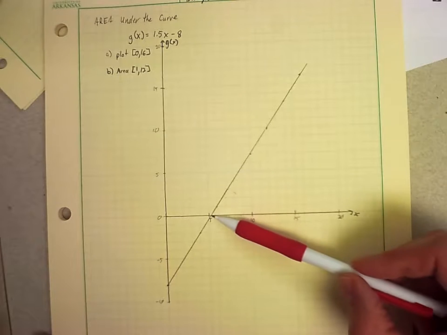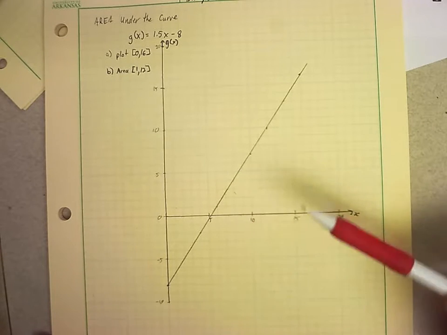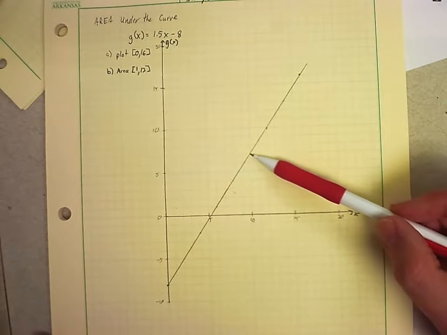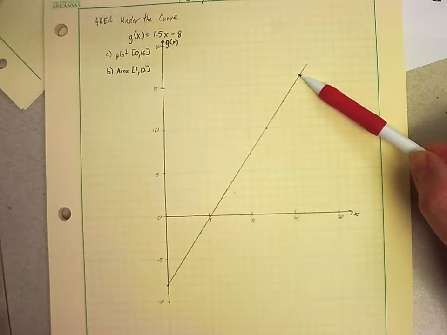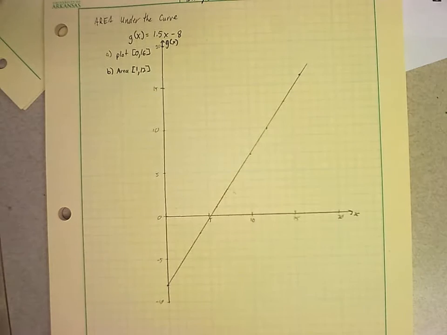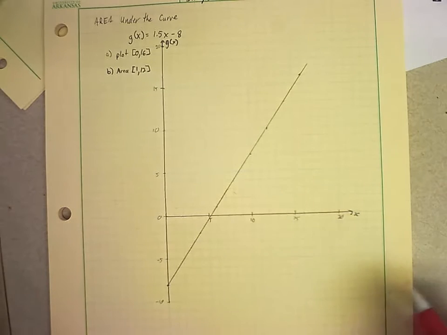It crosses somewhere here between 5 and 6. We know at 10, if you want to calculate, you get 7. Our endpoint at 16, you can calculate that out, and that point is 16, 16. So that's what our graph would look like there.